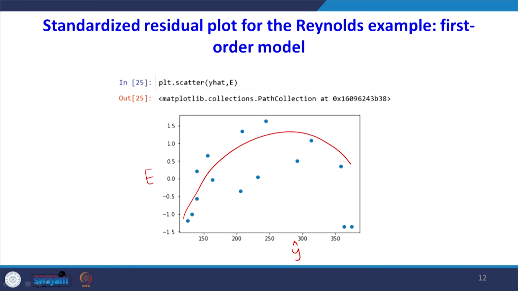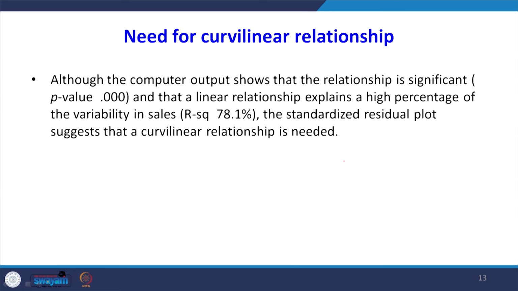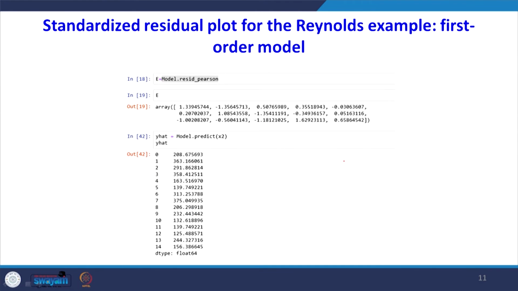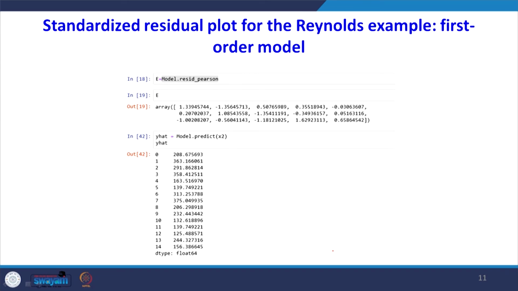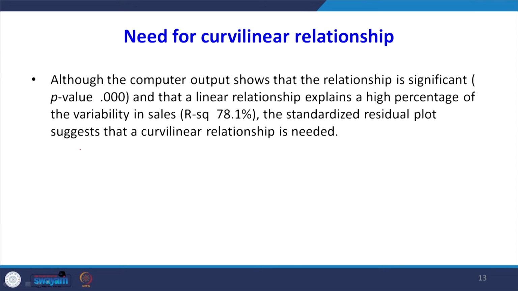So, now what is happening? It is not in a rectangular shape, which suggests there may be a curvilinear relationship between x and y. Then a very important point: why do we have to go for a curvilinear relationship? Although the computer output shows that the relationship is significant, because the p value is less than 0.05, and that a linear relationship explains a higher percentage of variability, that is R square. R square is 78.1, see, going back, R square is 78.1, it is good explaining power. But the standardized residual plot suggests that a curvilinear relationship is needed.